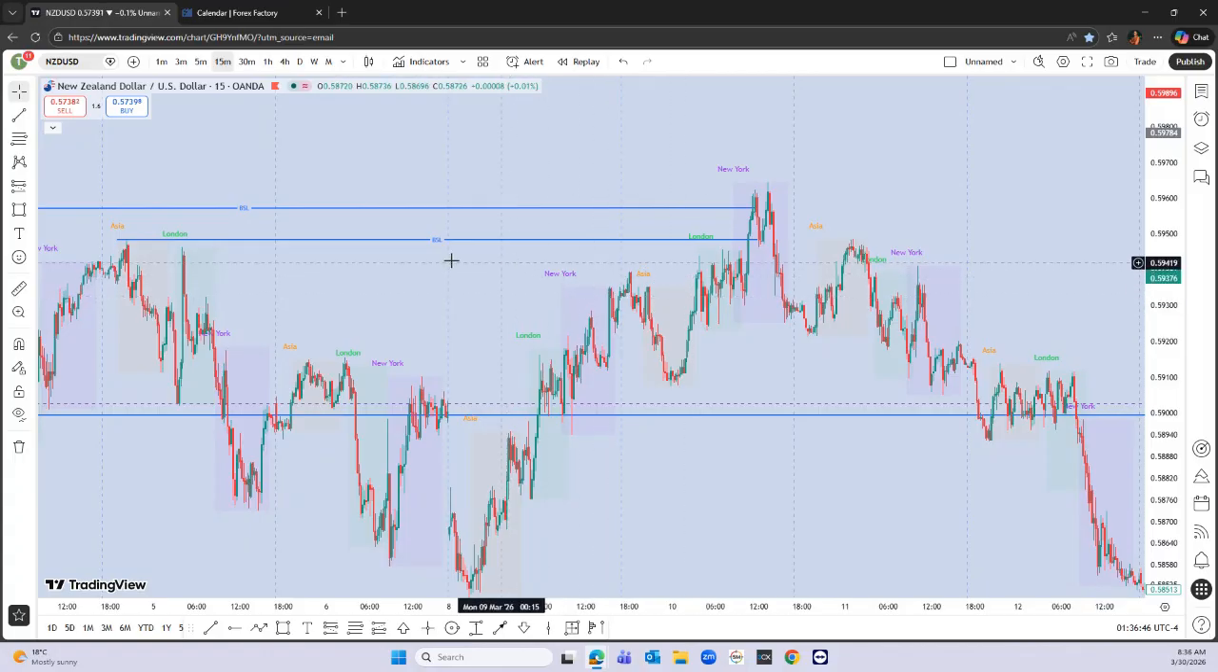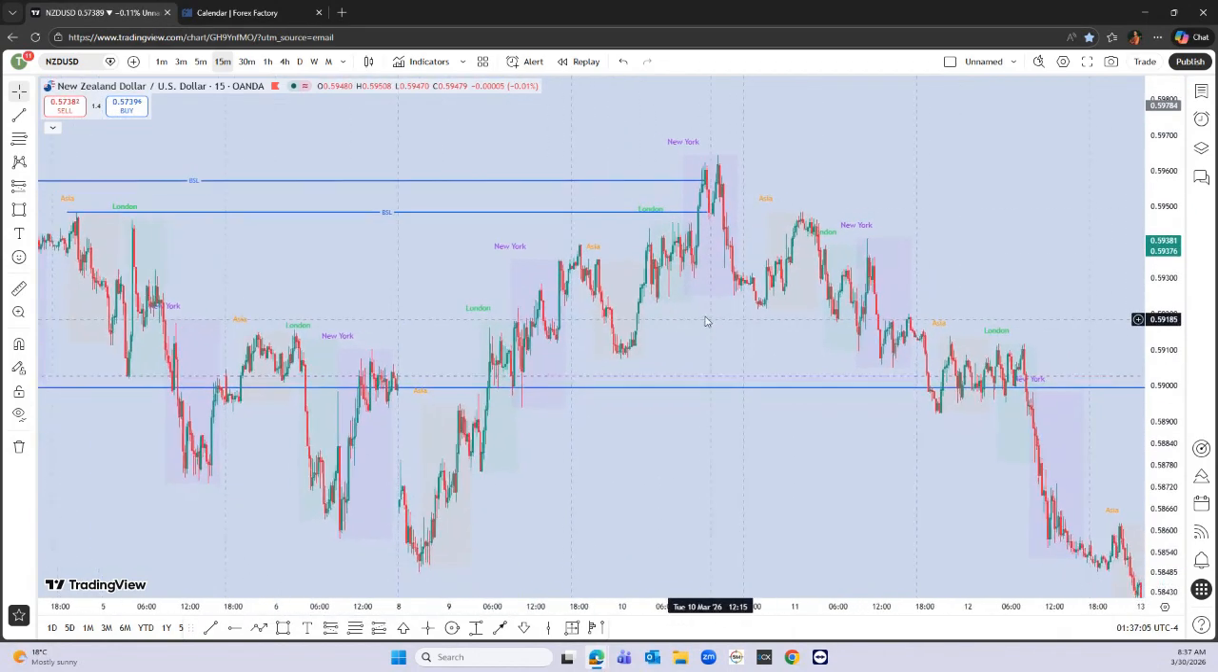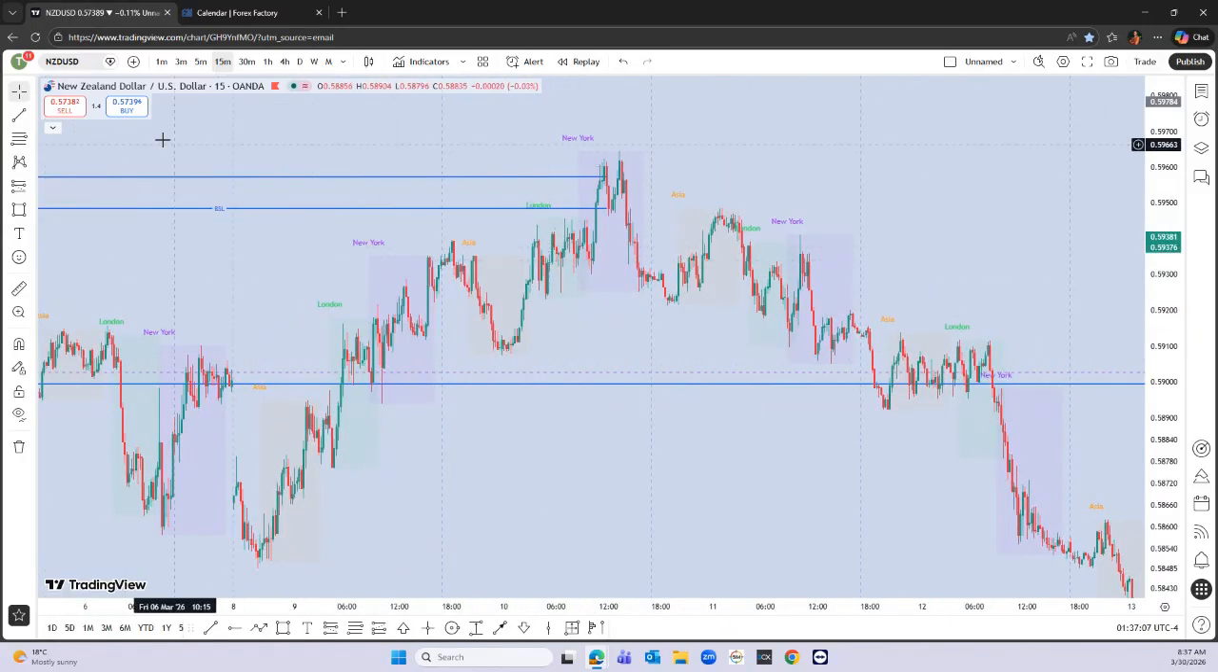Always understand that the sweep clears weak traders and provides fuel, and therefore if you see no sweep, the setup might be low probability. Then step number 3, after we have identified the sweep, we look at the market structure shift or change of character.